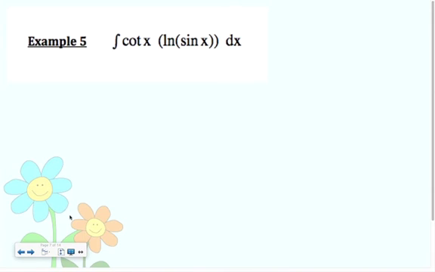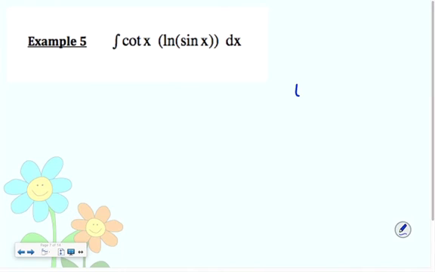Now this one looks pretty bad, doesn't it? What if you let u be cotangent? Is it going to work? No. What if u is sine? Nope, you got too much stuff left over and we have an ln of u and we don't know how to integrate that. So what are we going to let u be? Ln of sine of x, and we're just going to hope that works out.